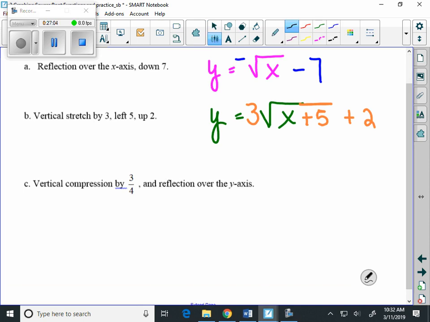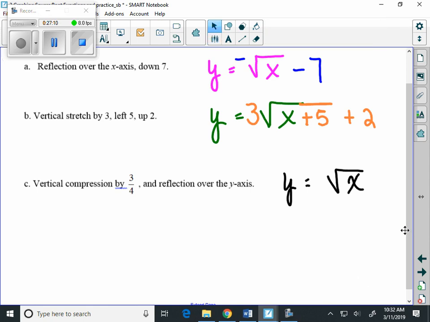Lastly, y equals the square root of x for our vertical compression. And then we put the vertical compression in. The vertical compression goes in the same place where the vertical stretch goes. 3/4, it's outside of the function. And a reflection over the y-axis happens inside the function.